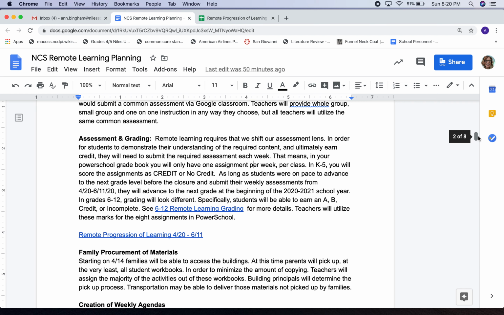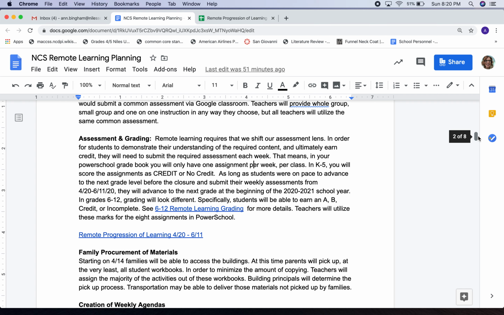This is something that's changed a little bit, in particular for my secondary friends. For my elementary friends, you will have credit, no credit, as we talked about. In order for a student to gain credit during this time, they just would need to submit one assessment each week. So if you're a K-5 student, you'll have an assessment in math and an assessment in ELA.